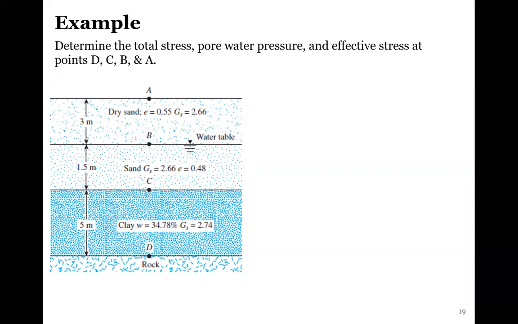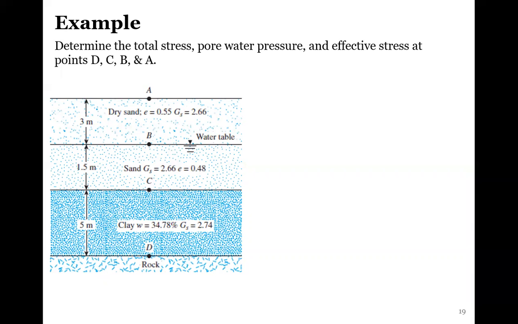This is a vertical in situ stress. We need to determine the total stress, pore water pressure, and effective stress at these points, D, C, A, and B. So basically, like the problem from our homework where you needed to plot the profile. The first thing you need to do when you see these problems is check and make sure you have the correct unit weights.